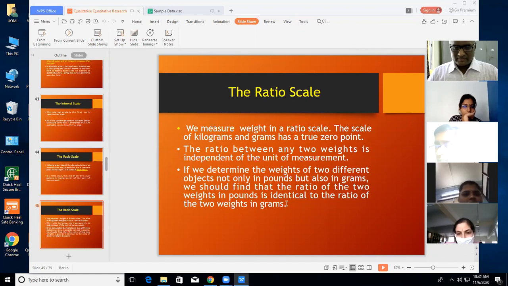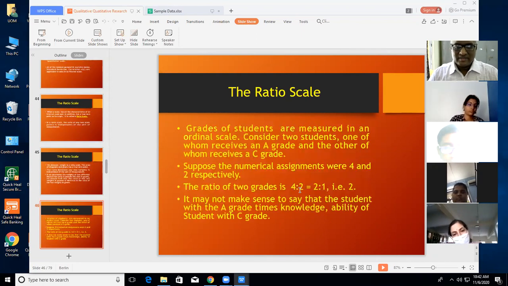For example, here we determine the weights of two different objects not only in pounds but also in grams. We should find that the ratio of the two weights in pounds is identical to the ratio of the two weights in grams. You can use centimeters or feet, pounds or kgs.